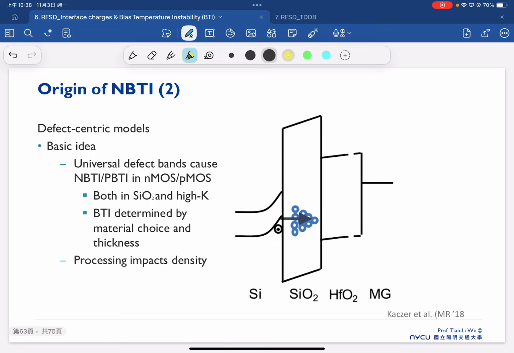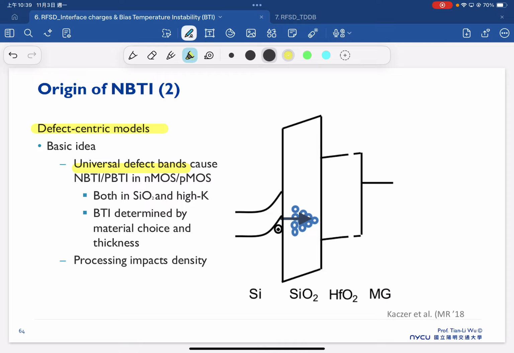But later we found out that that's not enough, because we see that there are certain issues that the reaction diffusion model cannot fully explain, and therefore later another group proposed what we call the defect centric model. But this model is very consistent with what we understand for the PBTI. So in the end, that can be a unified model to explain both the PBTI and NBTI, because in the end it's all related to the trapping inside the dielectric.